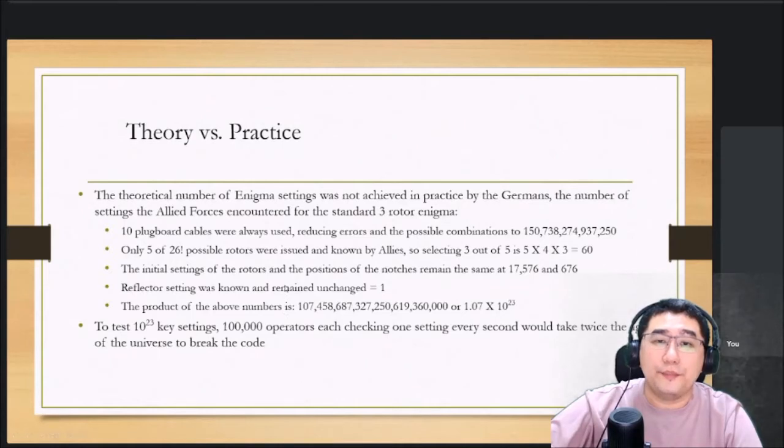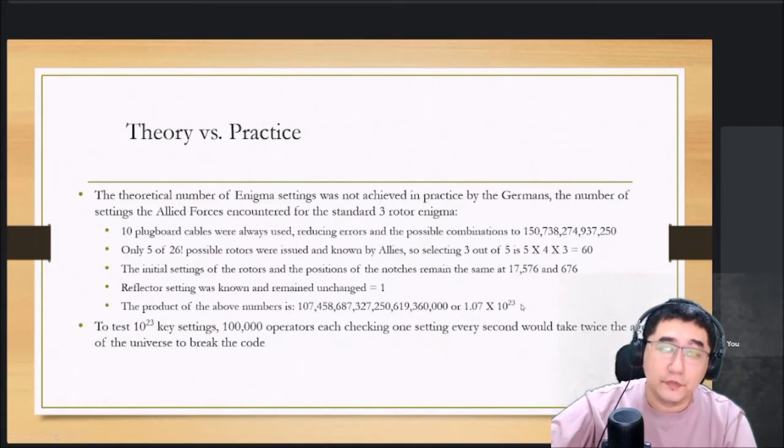Theory versus practice. Theoretically there are so many different settings available, but practically, the Germans only used 10 cables and only 5 rotors, selecting 3 out of 5. The initial setting remained the same. Then they only used up to 1.07 times 10 to the 23 settings. Over here it states the test of 10 to the power 23 key settings.